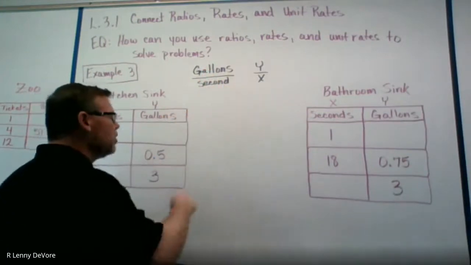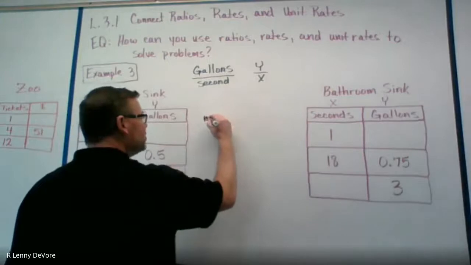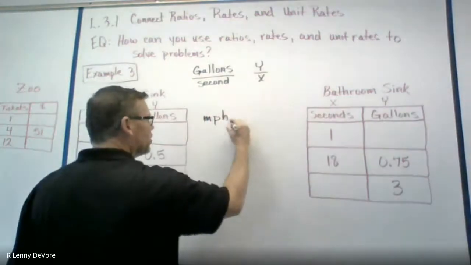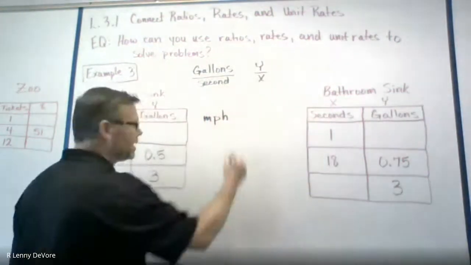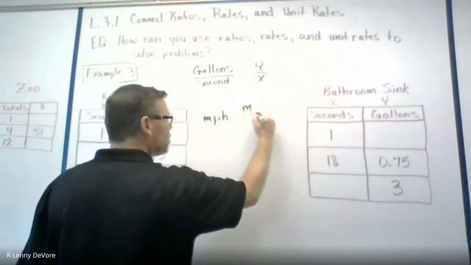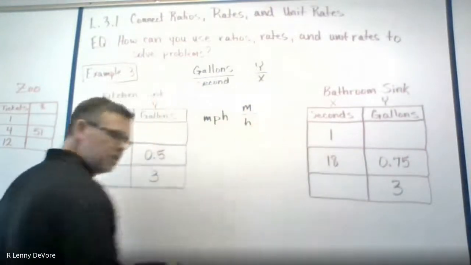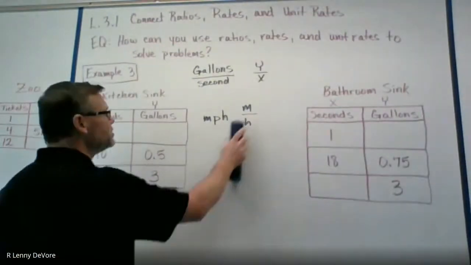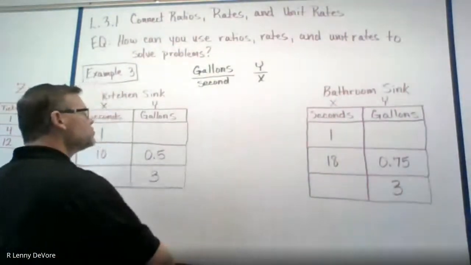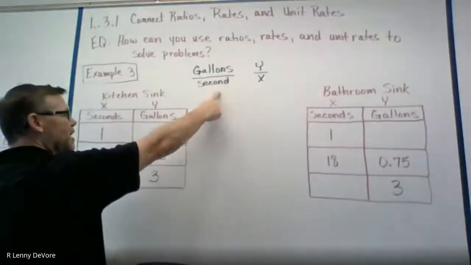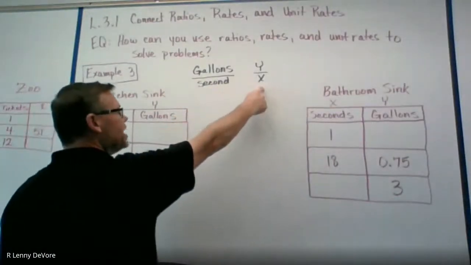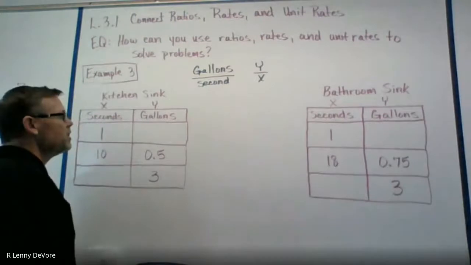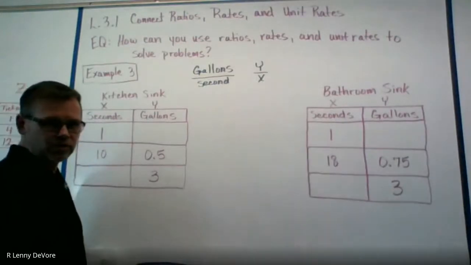Probably the most familiar one you've had is miles per hour. I would ask that you start putting it like this, miles per hour. It puts it into fraction form, into a ratio, so then you know what to divide. That will help you out. So that's why that's written up there, gallons per second. And then I want you to realize that it's always y over x. This helps you to organize it into a function table.